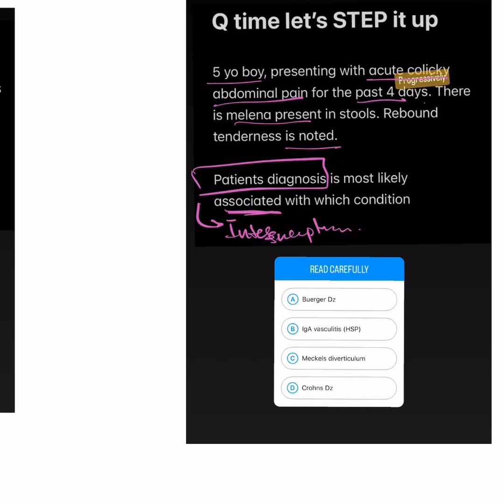So there's a couple things here. We can rule out C because that would be, we would apply the rule of twos. It's also painless, not over here. Buerger's disease, that's thromboangiitis obliterans. This person is not a smoker, nothing like that, and also no claudication, and he's also very young, so not that. That leaves us with IgA vasculitis and Crohn's.